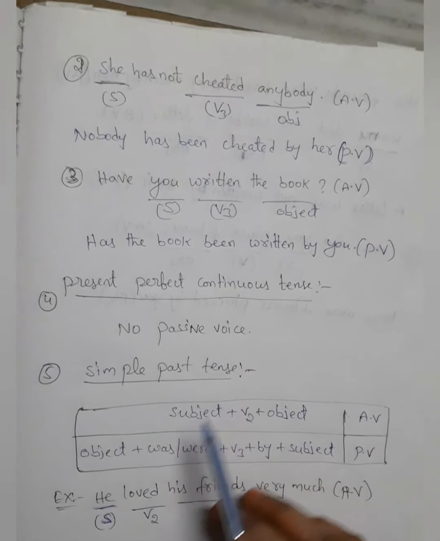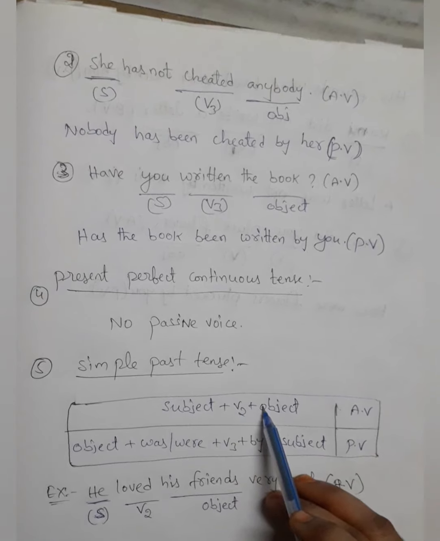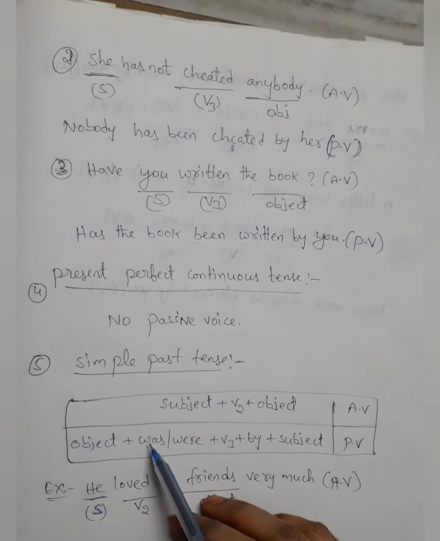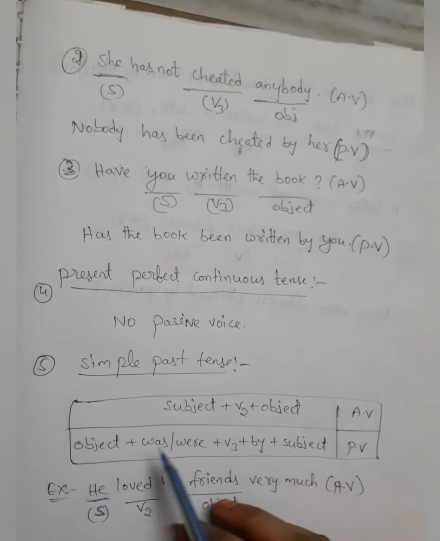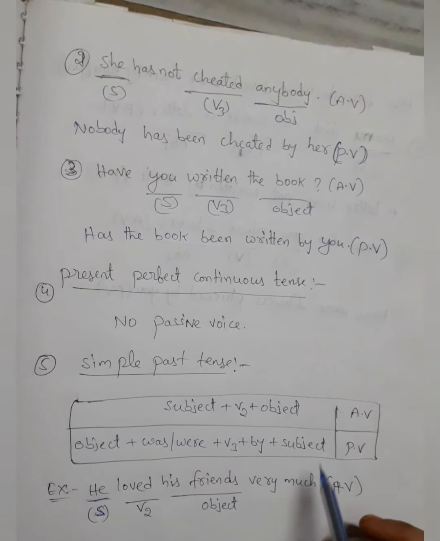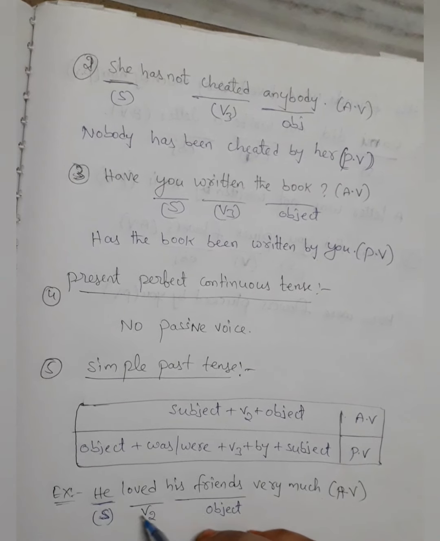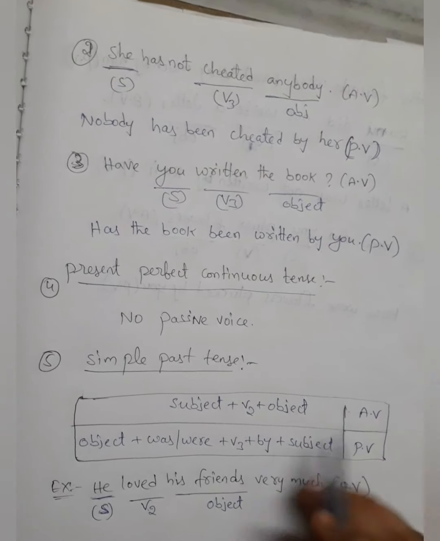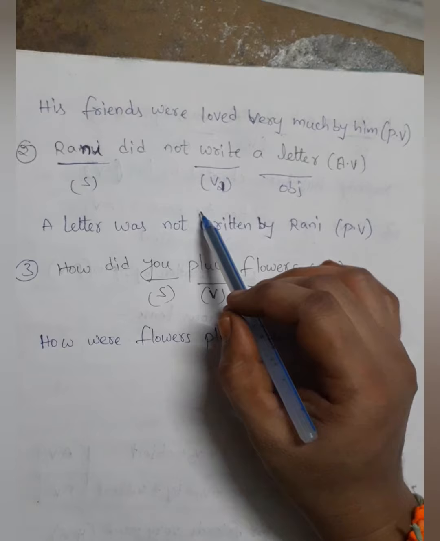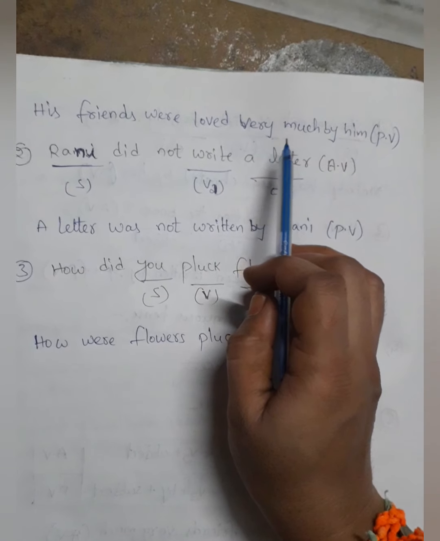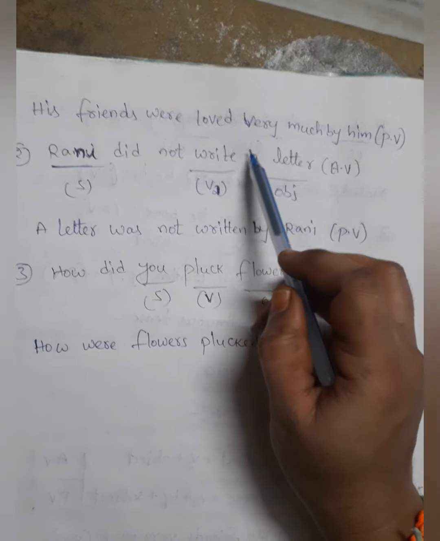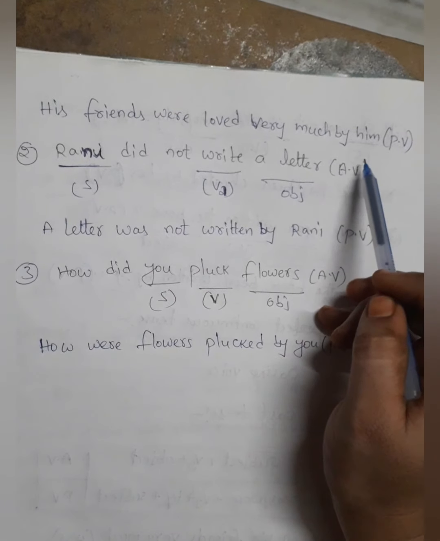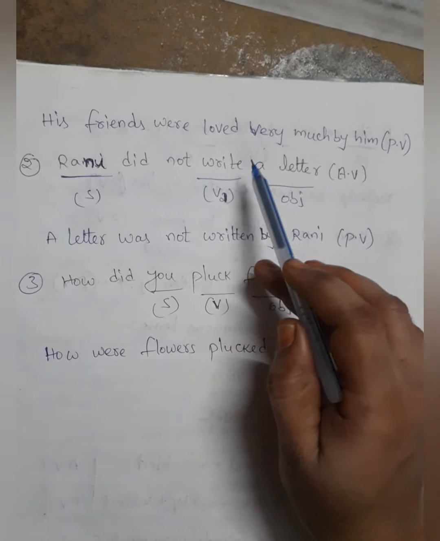Then after simple past tense, structure: subject plus V2 plus object. It's like active voice structure. Object plus was or were plus V3 plus by plus subject. It's a passive structure. For example, he loved his friends very much. It's an active voice. He is the subject, loved is the V2 form, friends is the object. His friends were loved very much by him. It's a passive. His friends is here the subject and loved is the V3 form, and by is the preposition, him is the object. His friends were loved very much by him.